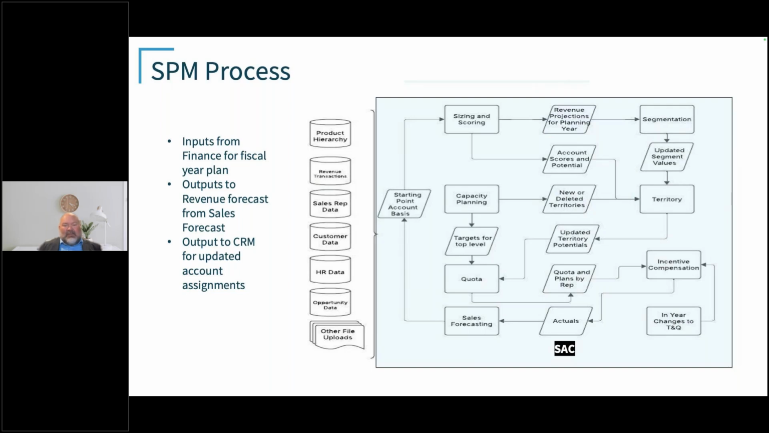I'm going to talk to this for probably about the next 5-10 minutes. But really, SPM is the process of not only the yearly planning, but then measuring those results throughout the year and making changes and adapting to our plans as we go through changes in our business.